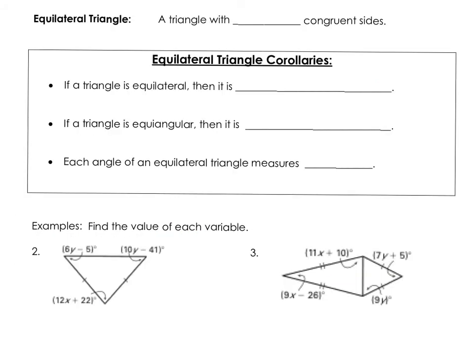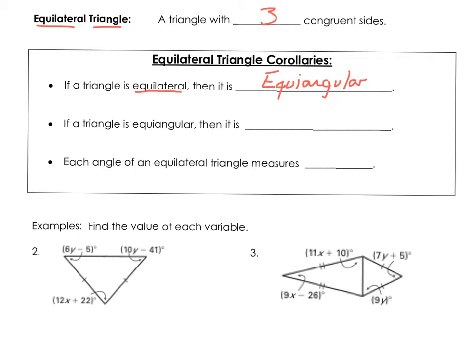After that, we just have a couple quick notes about equilateral triangles. My definition: it's a triangle with three congruent sides, so all the sides have the same length. Now, if a triangle happens to be equilateral, where all the sides are the same length, then it must also be equiangular. So in other words, all the angles are going to have the same measurement.